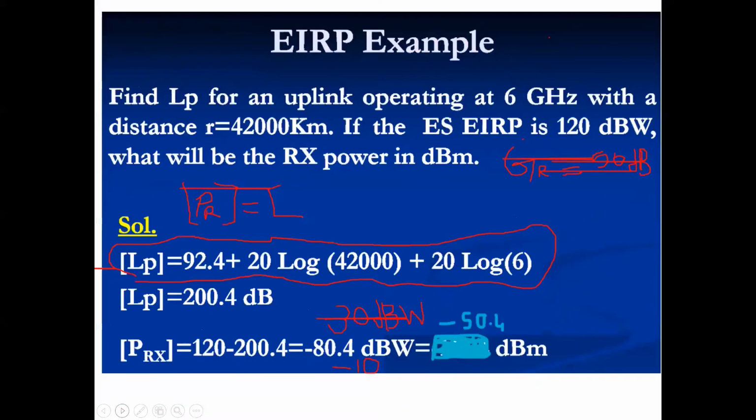Free space loss is something which will happen even when there is no problem in the medium we are using, that is free space, or even under clear sky conditions. The values normally range between 200 dB and 207 dB. And after this we calculated the received power.